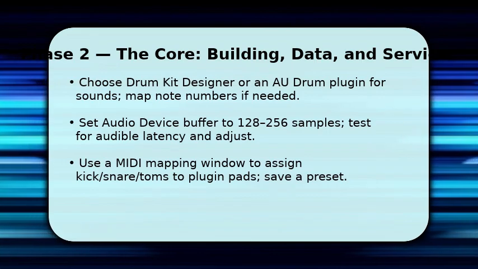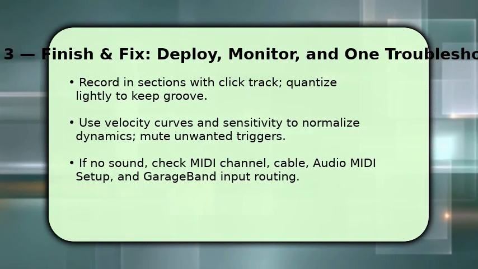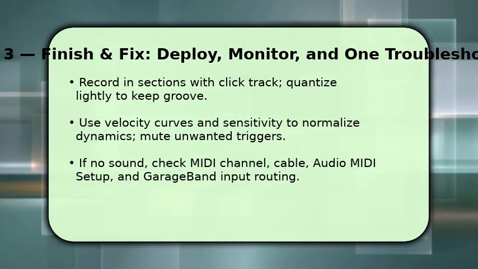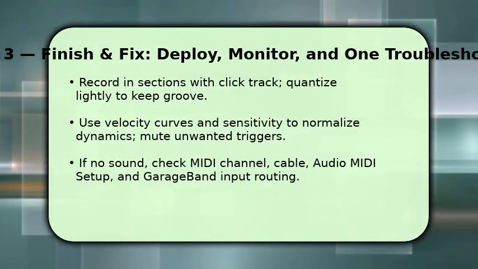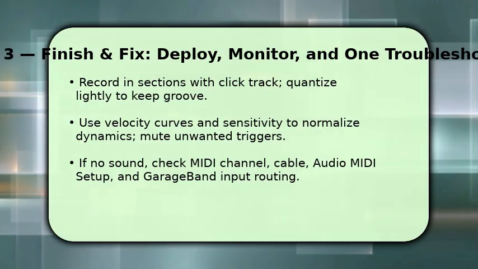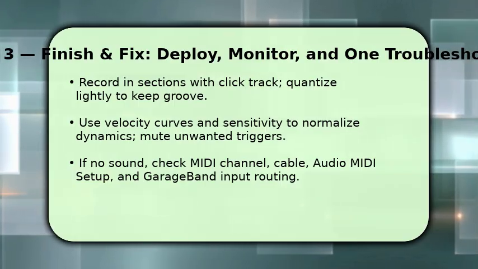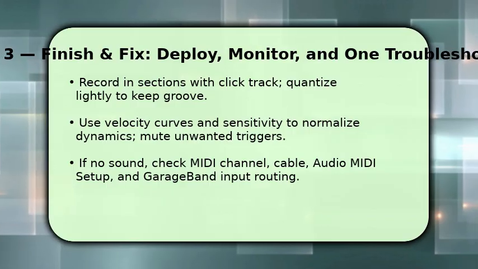Now record, arm the track, enable the metronome, and record in short takes so you can comp later. You'll get tighter results by quantizing lightly rather than hard. After recording, use the drum editor to fix mistriggered hits, adjust velocity curves, and tweak sensitivity so dynamics translate naturally. Finally, bounce or export your take.